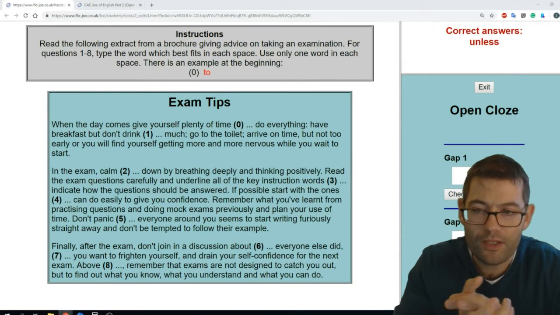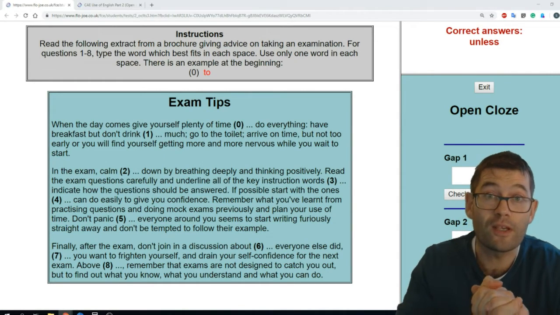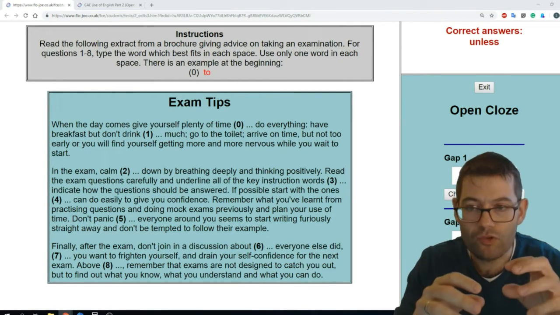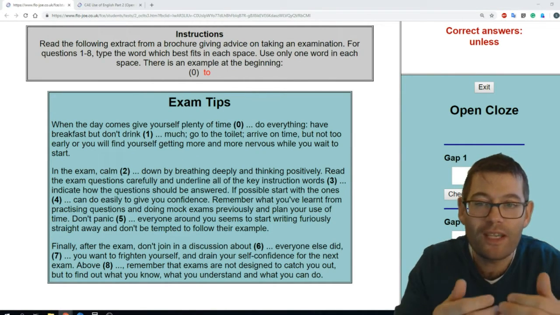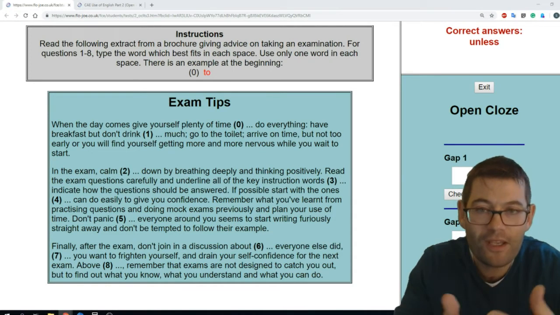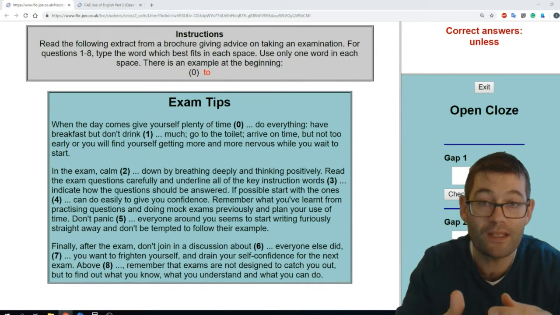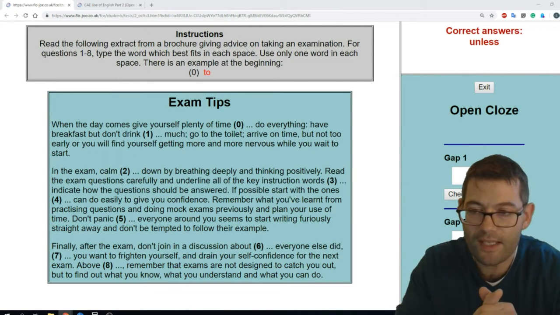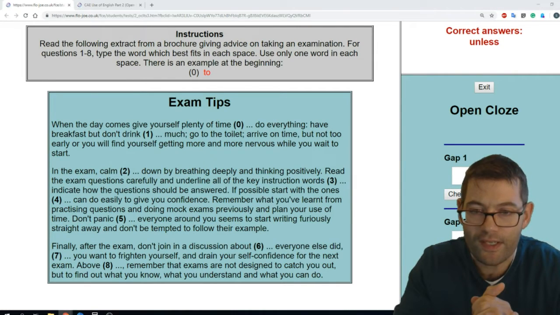Have breakfast, but don't drink much. What's this sentence trying to say? The sentence is trying to say don't go crazy with drink. In other words, it's saying avoid drinking. There's no other way to explain this without giving you the answer. Avoid drinking too much. So we have to use the adverb too, which means an excessive amount or too much of something. And that's exactly what this is trying to say here. So don't drink too much. Go to the toilet, arrive on time, etc., etc., etc.